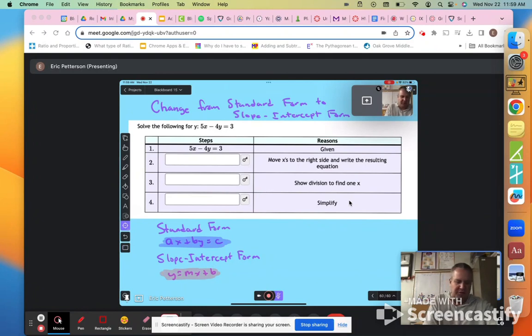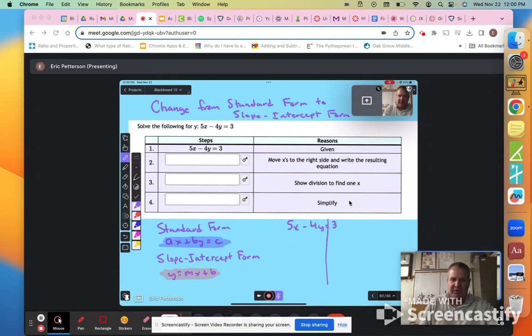So I'm going to go back up here and I write down the original equation, which is 5x minus 4y is equal to 3. And I'm going to solve this equation for y. Because if I have y all by itself on the left side and my x term and my number on the right side, I'll have it in slope-intercept form. So to do that, the first thing I have to do is move everything to the right place. So I just want y on the left side of the equation.